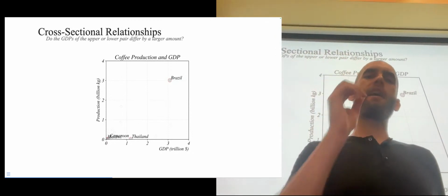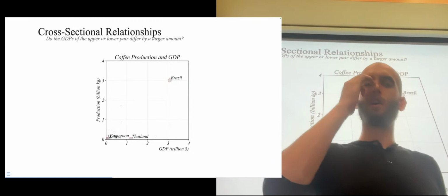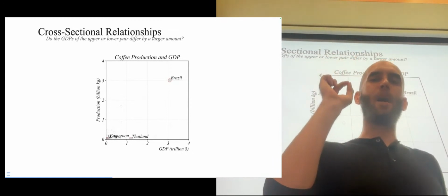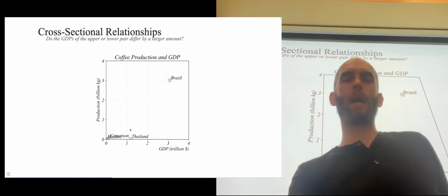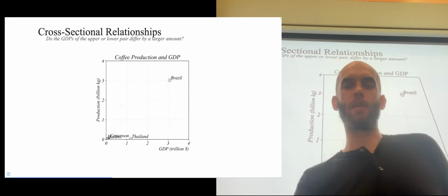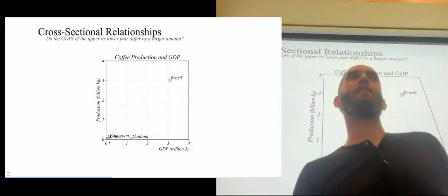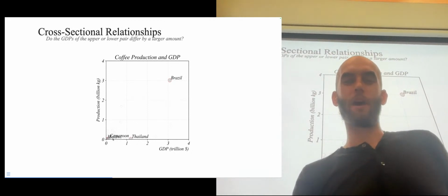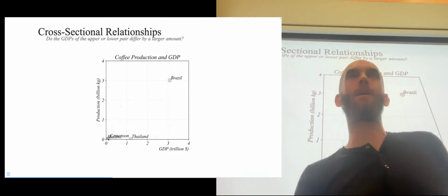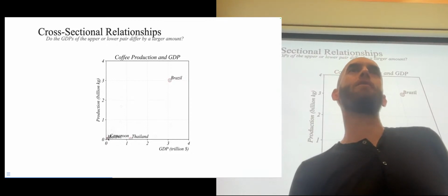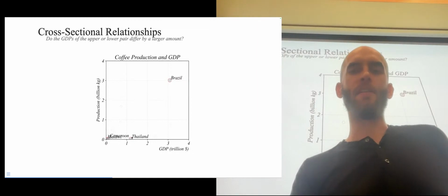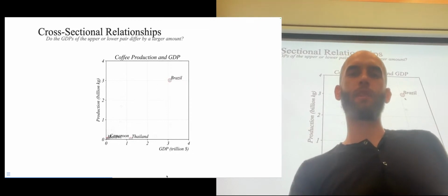But let's say I were to ask you this question. Do the GDPs of the upper or lower pair differ by a larger amount? So it's a little bit hard to see here. Why are your figures so bad, Taylor? This is Cameroon and Malawi. They're both coffee-producing countries. And then this is Thailand, and this is Brazil.